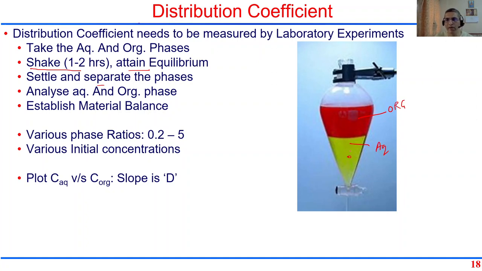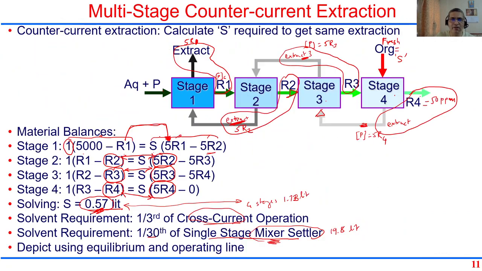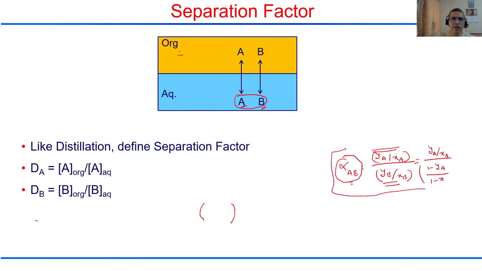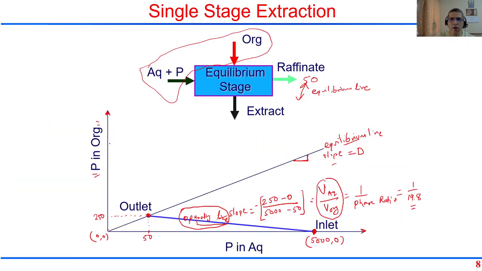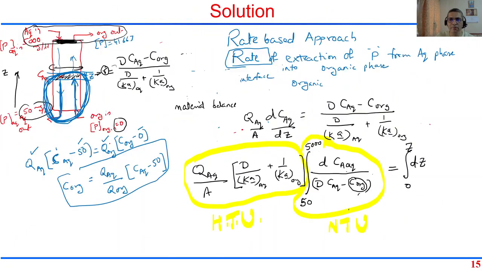You will take a sample from the aqueous phase and a sample from the organic phase, and analyze the concentration of that particular solute, P, whatever you want to extract. Then you will repeat this for different phase ratios or different initial concentrations and generate this whole curve. Every experiment you do will generate one point on this curve. So either you take different phase ratios, or different initial starting concentrations in the aqueous phase, and then you can plot that to get the equilibrium data.